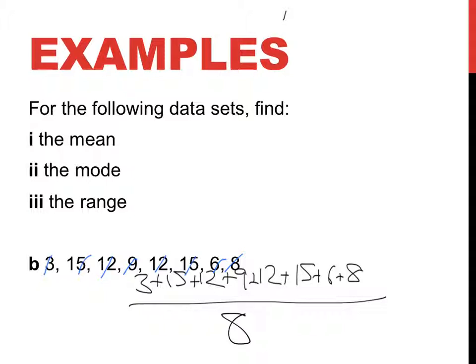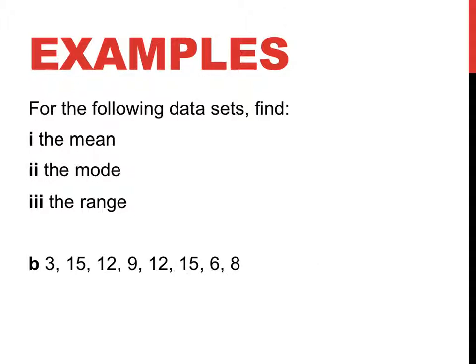Okay, so I divide it by how many scores there are. If I add them all up, 3, 15, 12, 9, 12, 15, 6, 8, that's 80, divided by 8. Now 80 divided by 8, you should not need a calculator. You'll know that the answer is 10. Pretty straightforward, not too complicated. So your average or your mean for this set of data is 10. There are 8 scores altogether, added they are 80, so your average is 10.